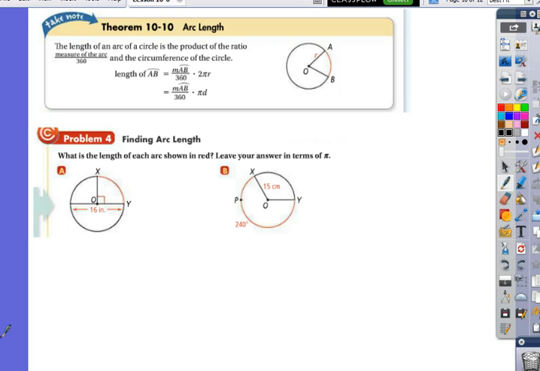So normally measurement and length used to be the same for our figures. In circles, it's a little bit different. Measurement means how big the degree is, and length means how long the string would be that you could fit over it.